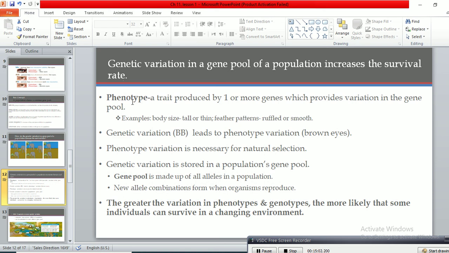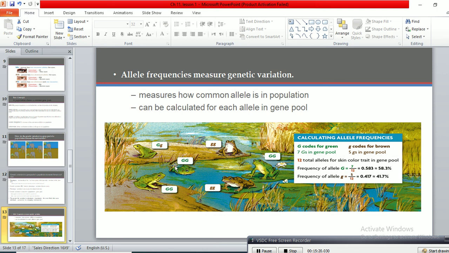Okay? Here are some expressions that I used as a reference for you. Here I want to focus on this: the greater the variation in a phenotype and genotype, the more likely that some individuals can survive in a changing environment.